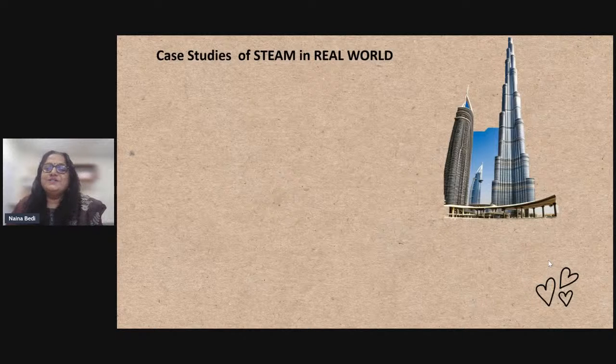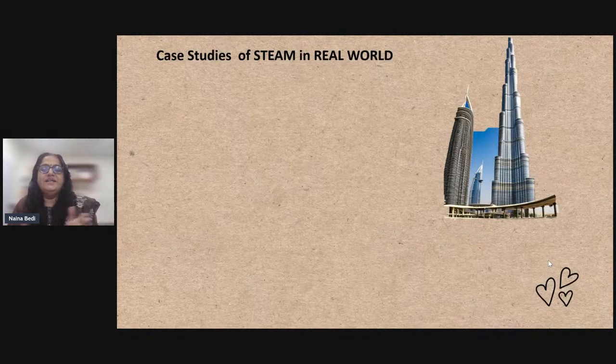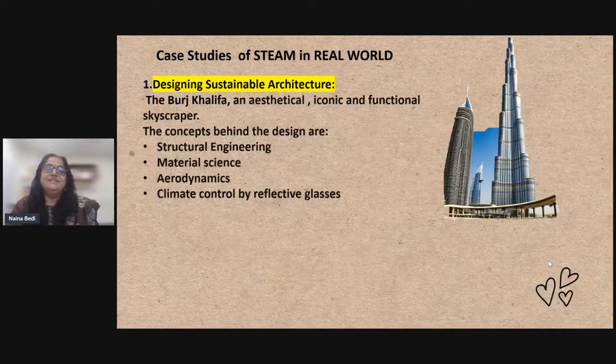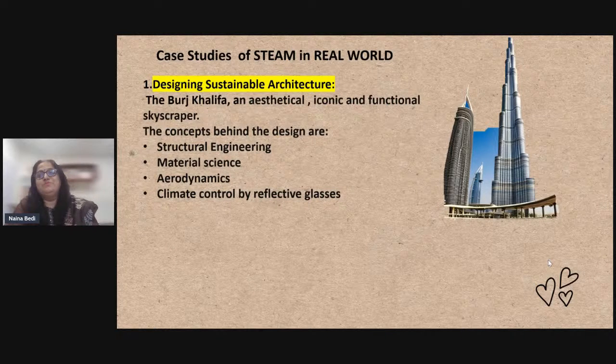Every building is not so fascinating. Why? Because art is not mixed in that. Ordinary buildings do not catch our eyes, but this building catches our eyes because of all these things. There is structural engineering, material science, aerodynamics, and reflective glass which controls the climate. It's not just a building, it is the statement that art is touching the sky.